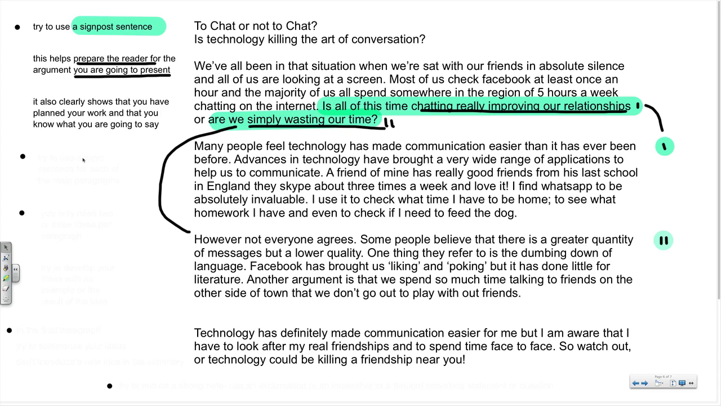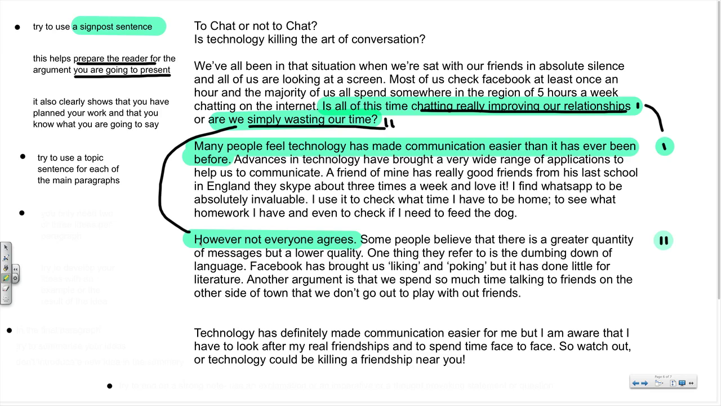The next point is to try to use a topic sentence for each of the main paragraphs. The topic sentence in the main paragraphs will be the first sentence. First sentence, paragraph 1, first sentence of paragraph 2. The topic sentence introduces the subject of the paragraph. So the subject of this paragraph is how technology has made communication easier. And that is what the whole paragraph is talking about, how technology has made communication easier.